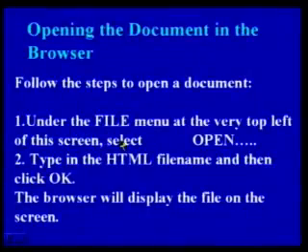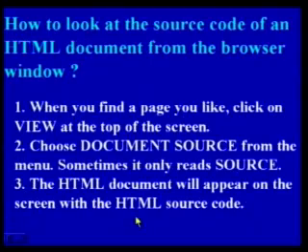Under the file menu at the very top left of the screen, select open, type in the HTML file name and then click OK. The browser will display the file on the screen. How to look at the source code of an HTML document from the browser window? I'll show you once I create the files, I'll show you how to do this. Just go to the steps right now.